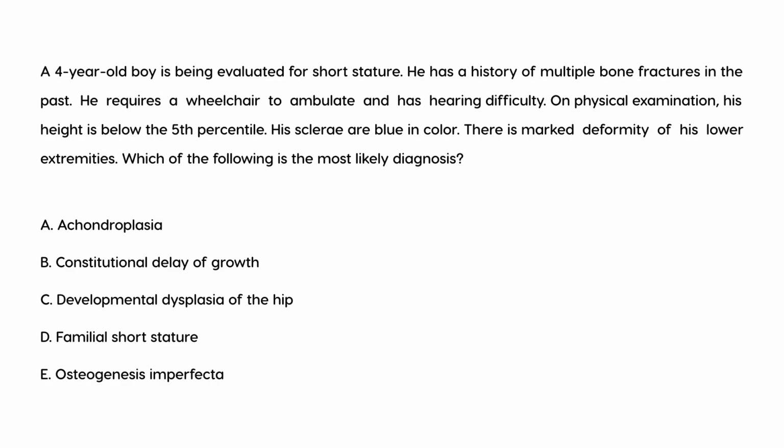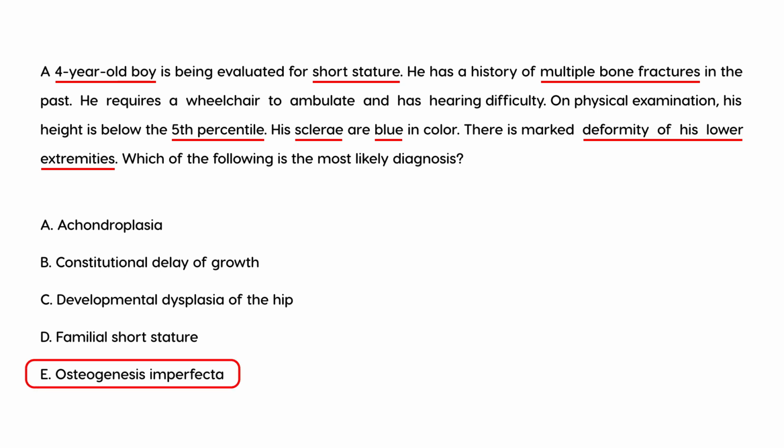So let's take a look at some clinical vignettes, see what this looks like. A 4-year-old boy is evaluated for short stature. He has a history of multiple bone fractures in the past. He requires a wheelchair to ambulate, and he has hearing difficulty. On physical exam, height is below the 5th percentile, and his sclera are blue. There is a marked deformity of his lower extremities. Which of the following is the most likely diagnosis? Well, this is obviously osteogenesis imperfecta. The blue sclera and the fact that he has multiple bone fractures all point to that.